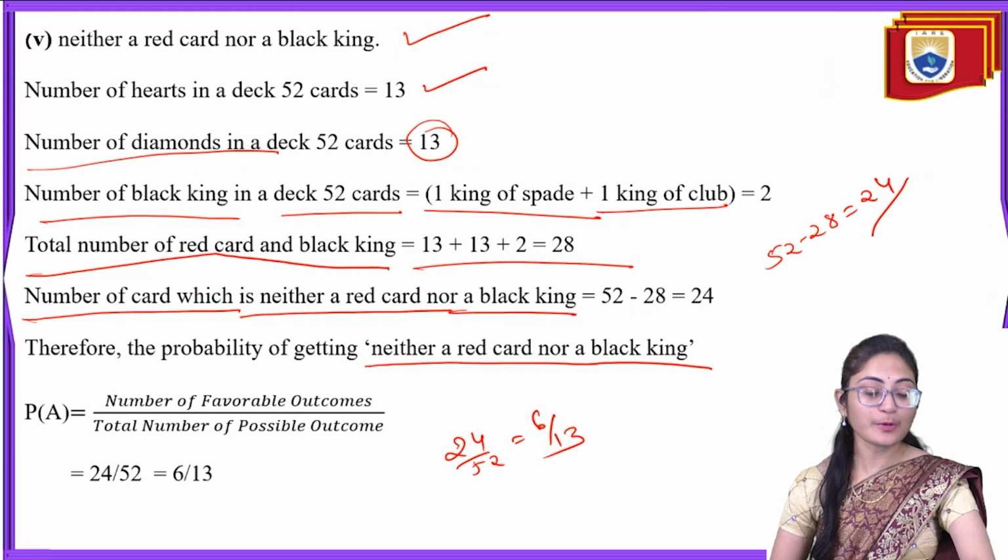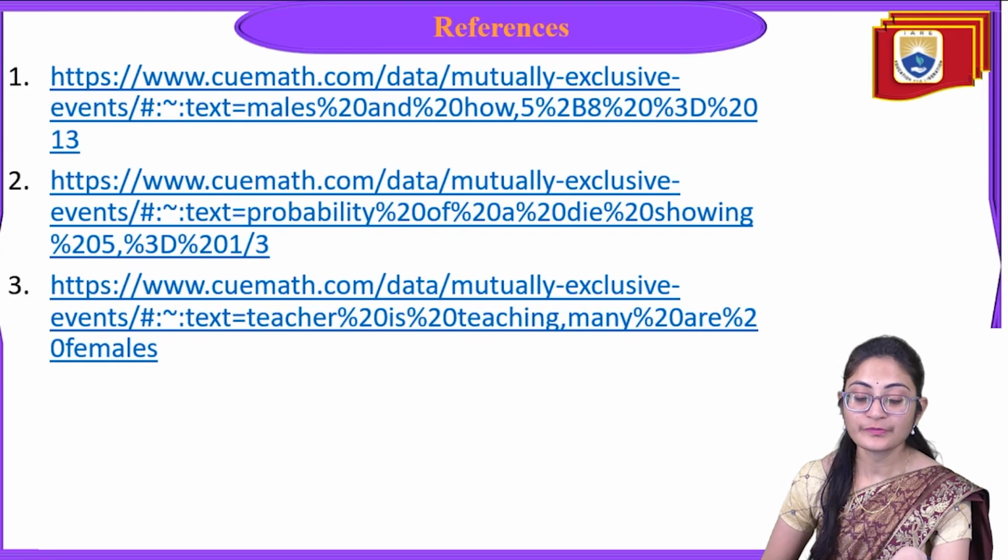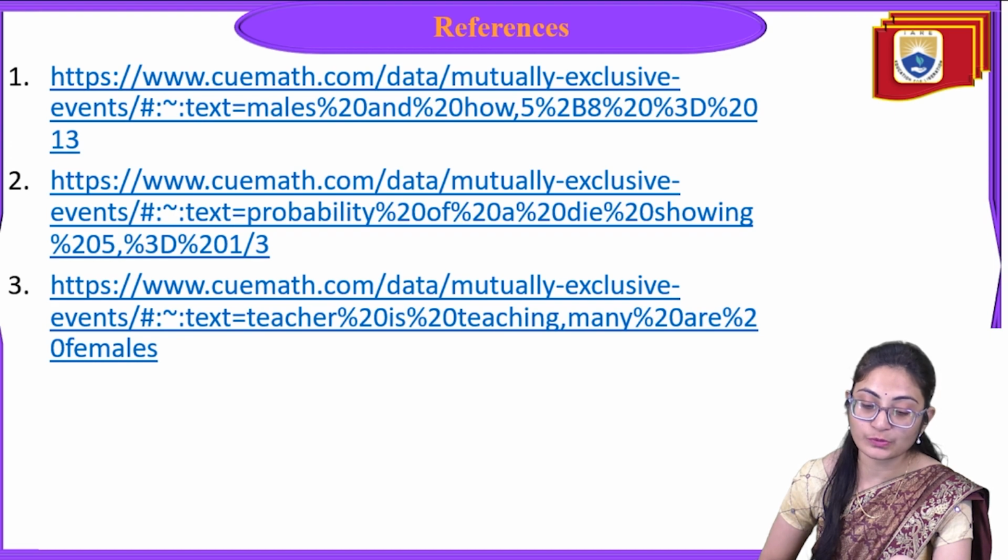So this is all about the problems on mutually exclusive events. These are the references, so you can go through this.